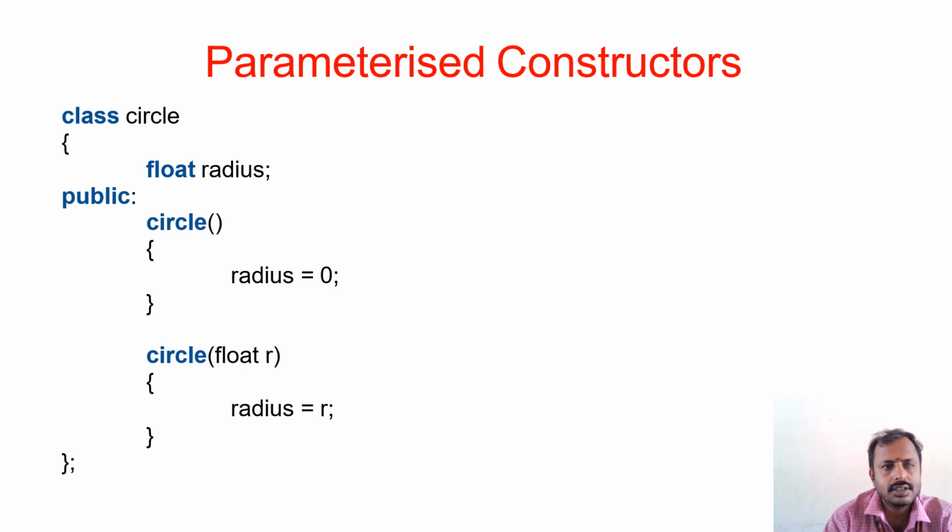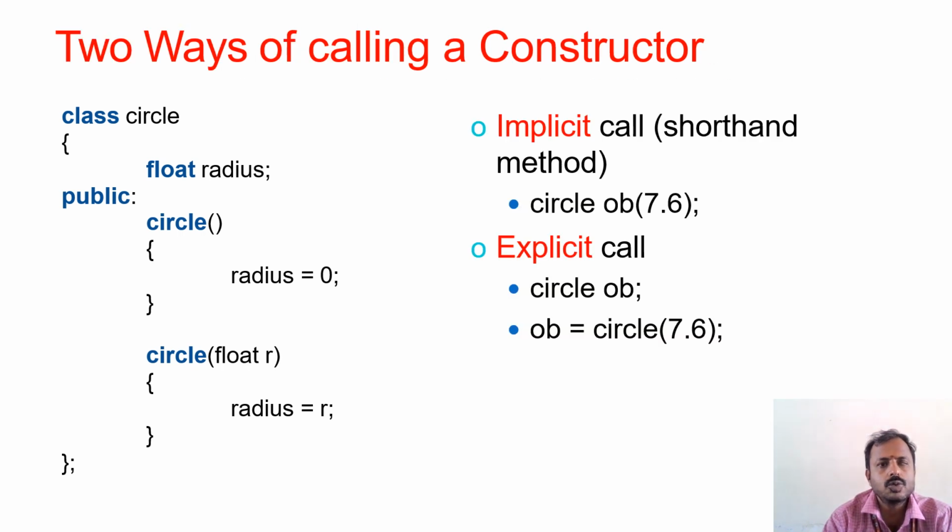So this is another example for a parameterized constructor. There are two ways of calling the constructors. Either we can call this parameterized constructor at the time of creating an object, like this: circle object of 7.6. This statement indicates I am going to create an object for the class circle. I pass a value 7.6.